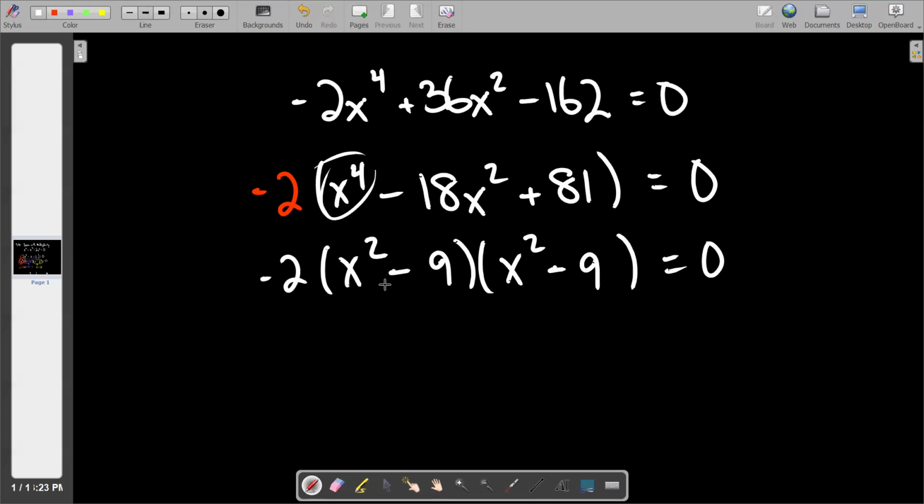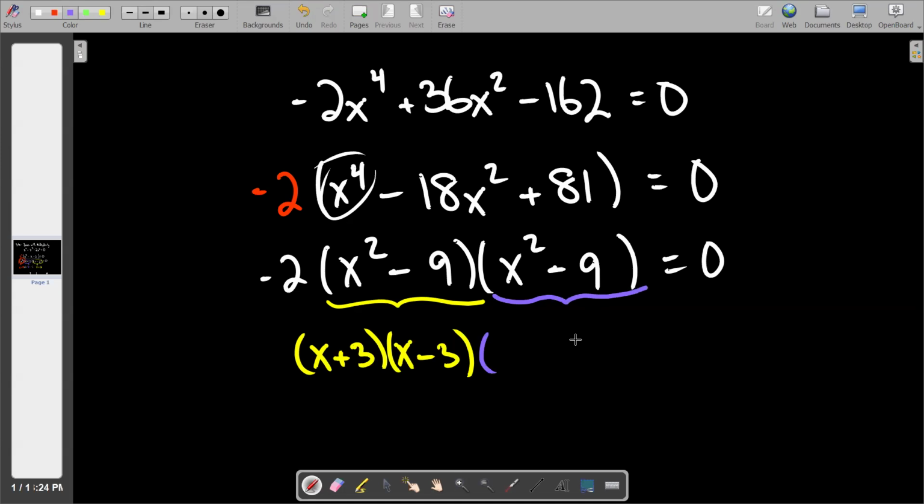Too much work. Difference of squares. In fact, I've got a pair of differences of squares. If I color code this for you, this yellow one is his own thing. He factors into x plus 3, x minus 3. And then if I do the purple one, he factors into his own batch of x plus 3, x minus 3.